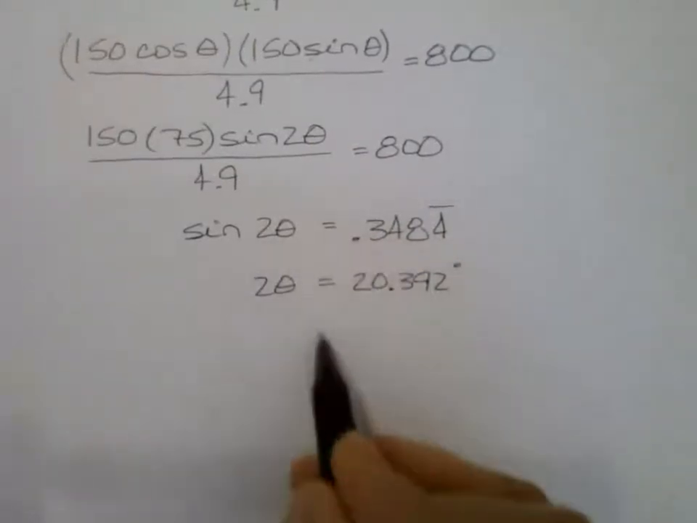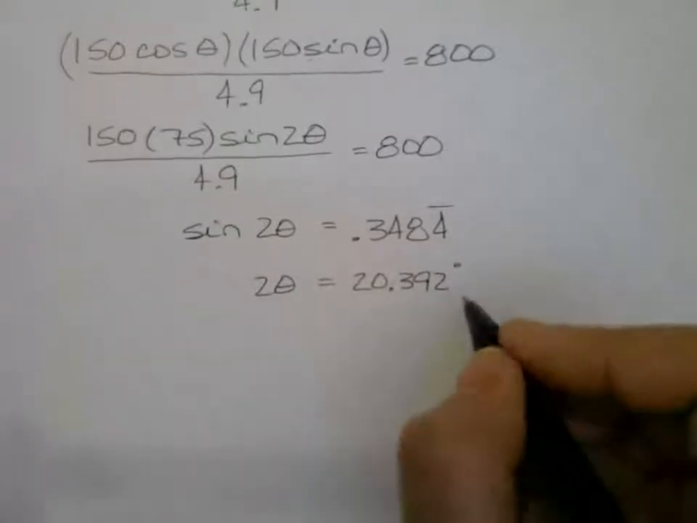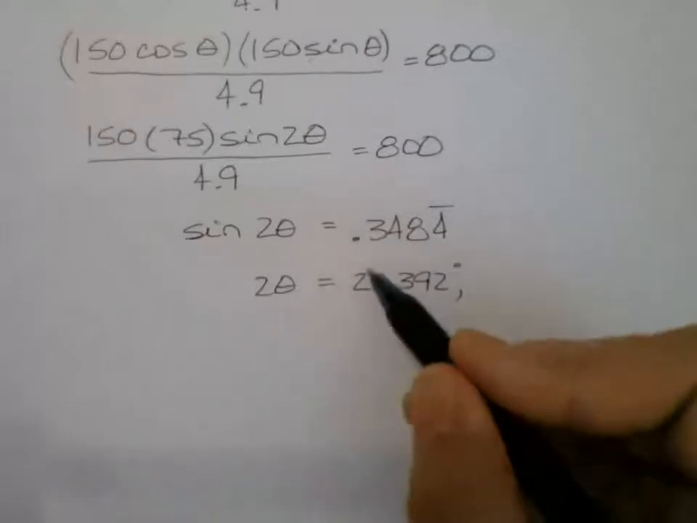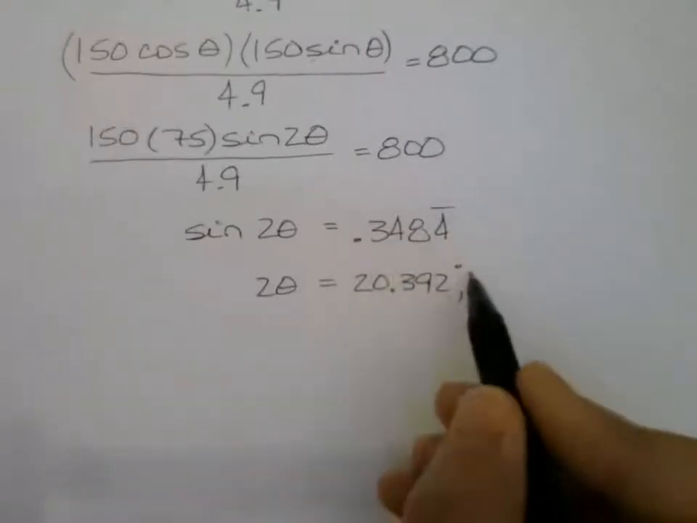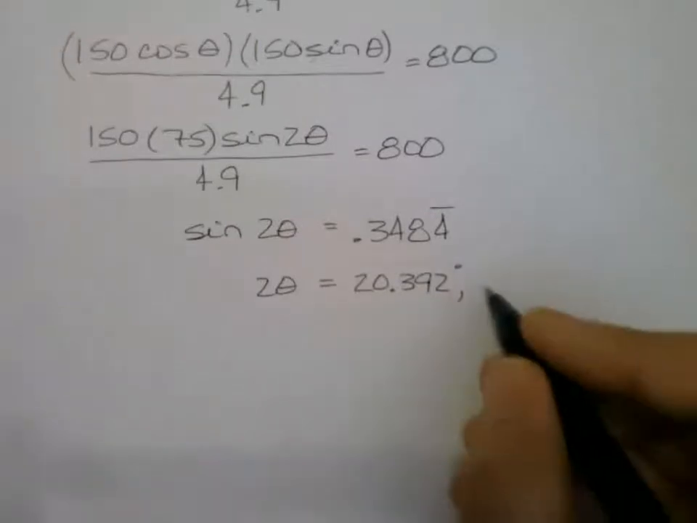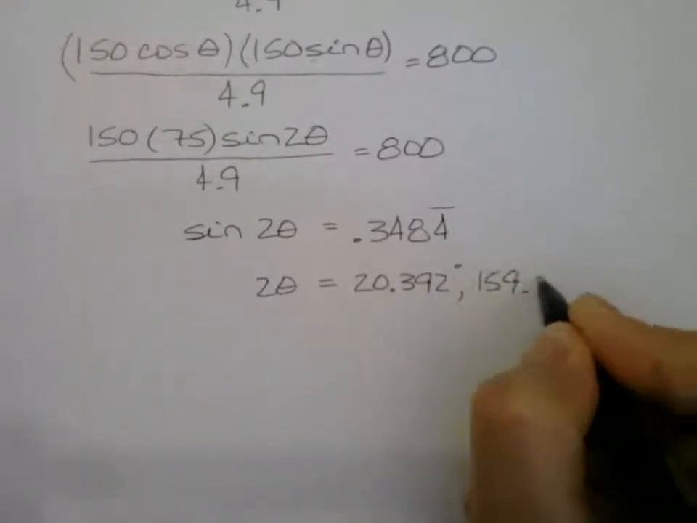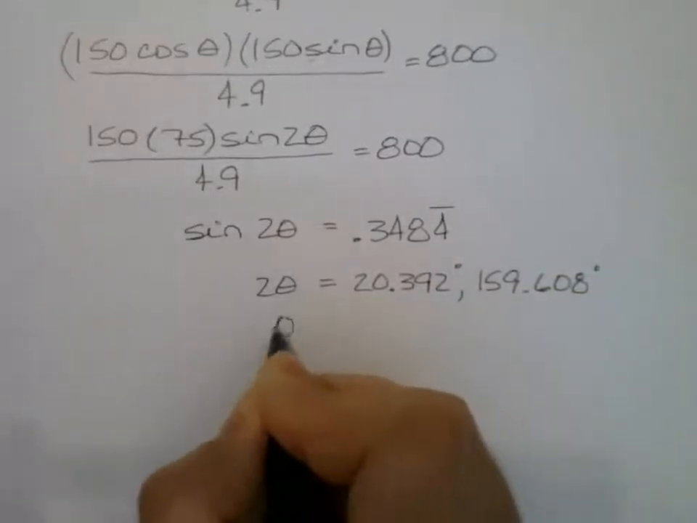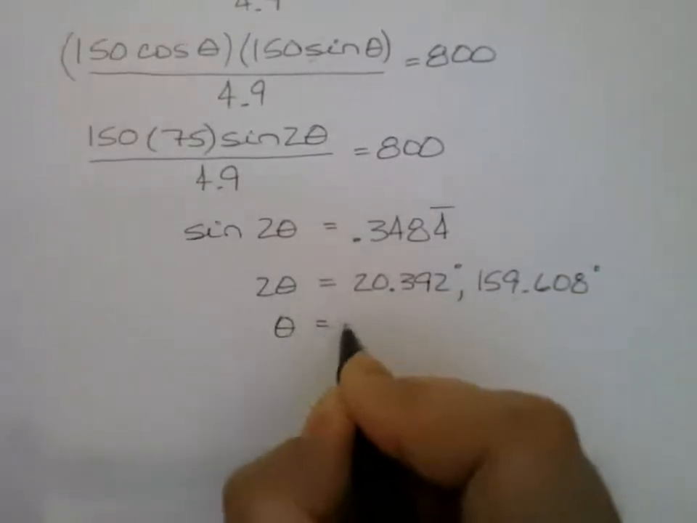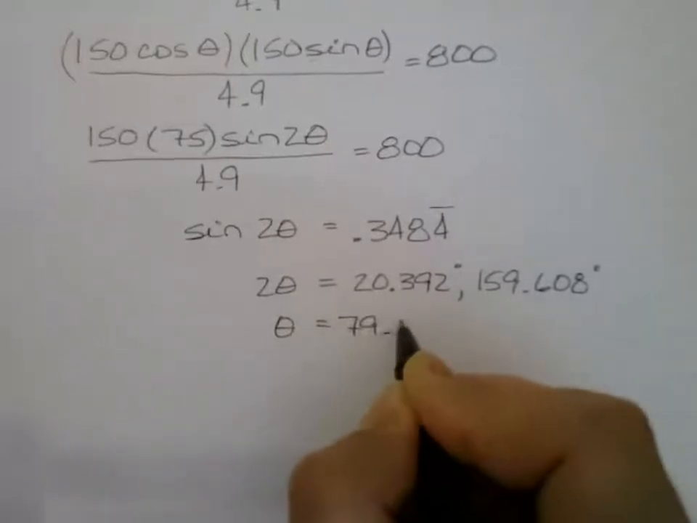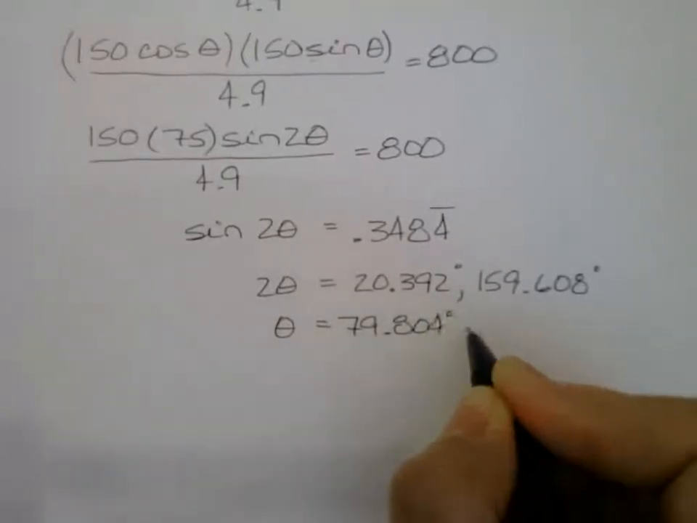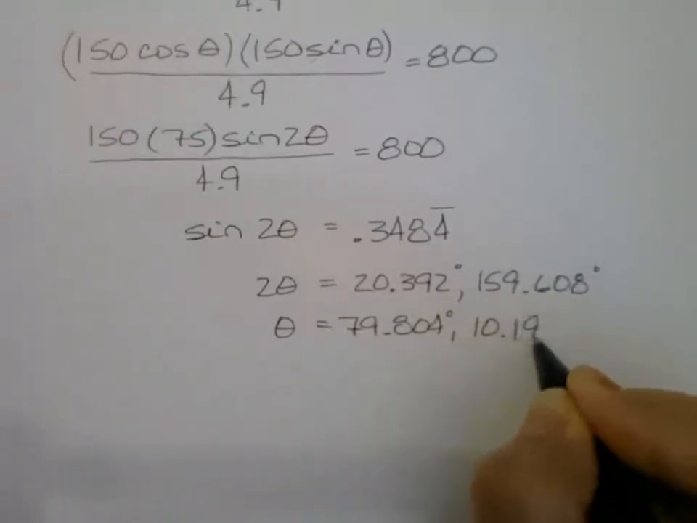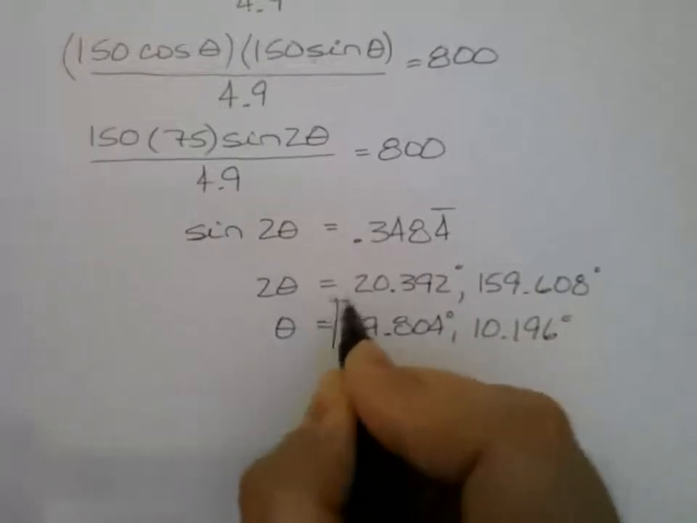So if you do an arc sine, this is what you're going to get. And then it's important to realize that there's another angle in the second quadrant that also has this as its sine value. That's 2 theta. So the two angles I can aim at are 79 degrees and 10. That was the question, was find the two angles.